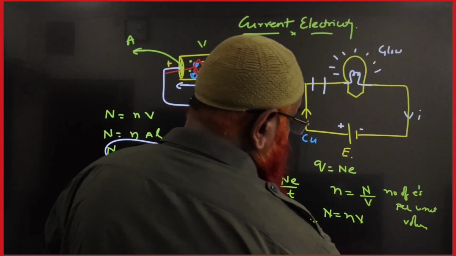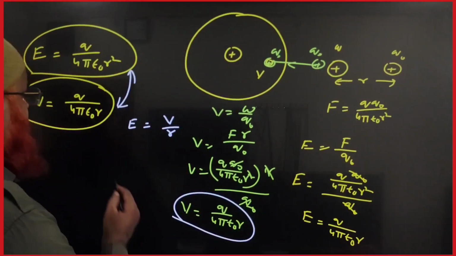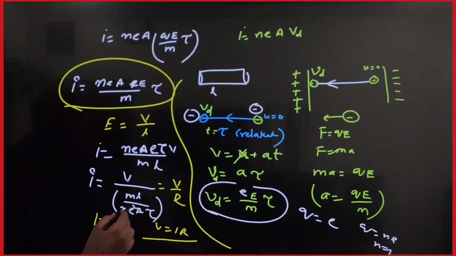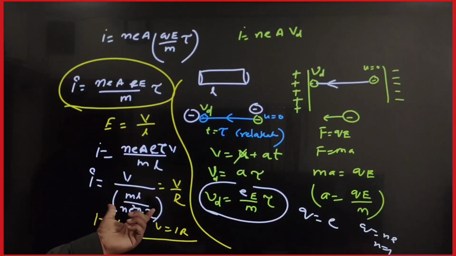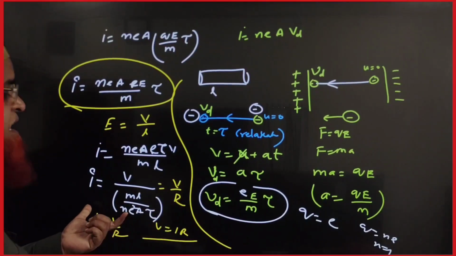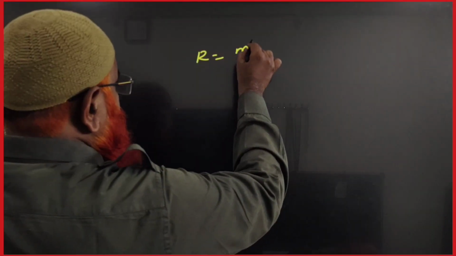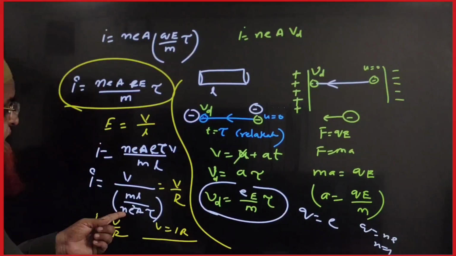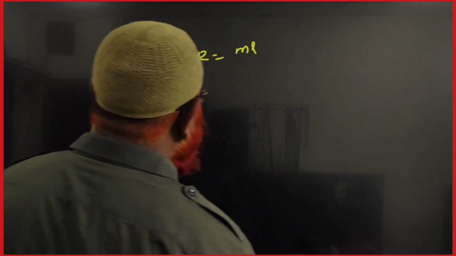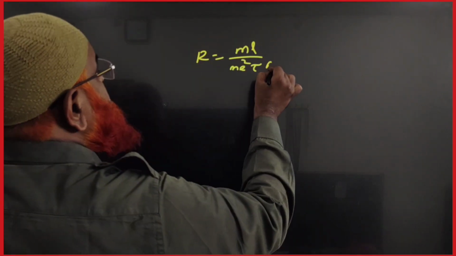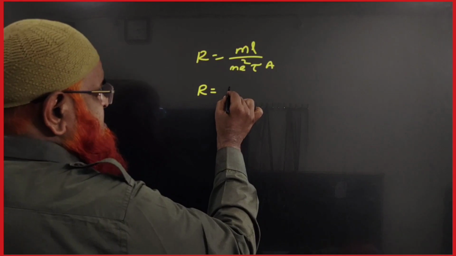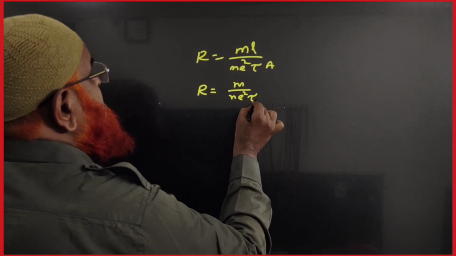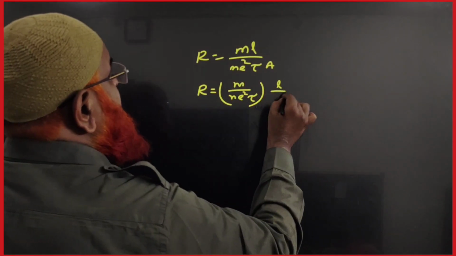So finally, what are we going to get now? We are getting this formula. Okay, I is equal to V by R. Then what is R here? Let us see R. R is equal to m l by n e square A tau. This is the value of R now, isn't it? So we will take it separately. I will take this as m by n e square tau separately, into L by A.